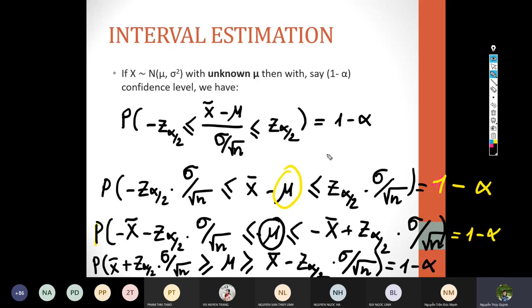And from the definition of confidence interval, we can see that the range from x bar minus z alpha divided by 2 multiplied by sigma divided by the square root of n, to x bar plus z alpha divided by 2 multiplied by sigma divided by the square root of n, will be the confidence interval.